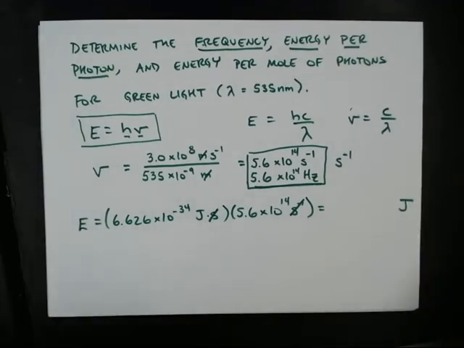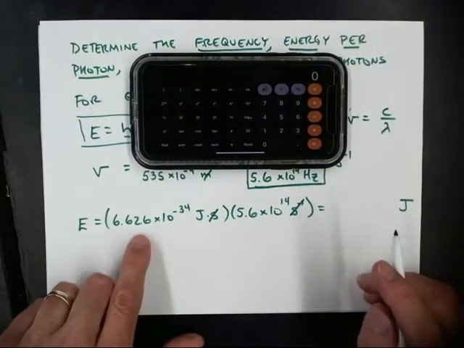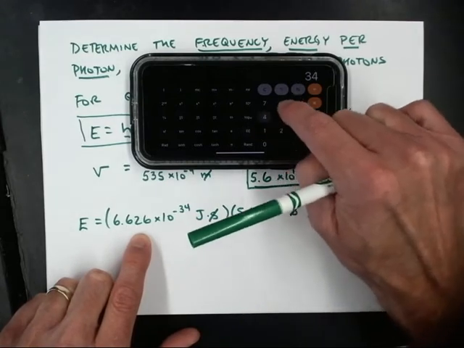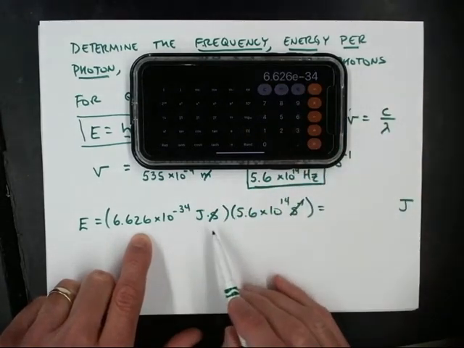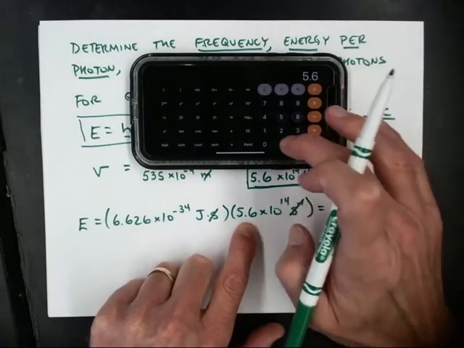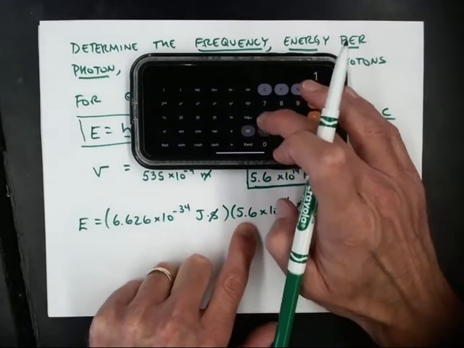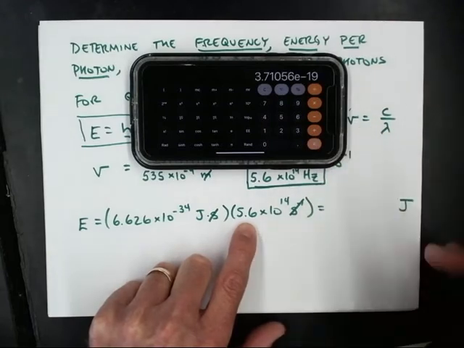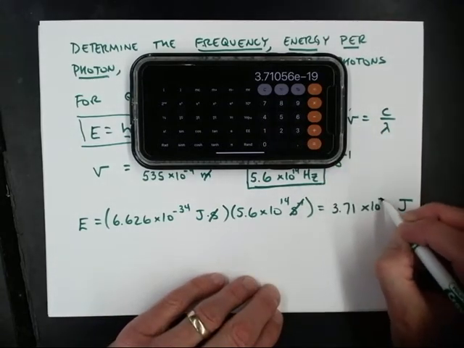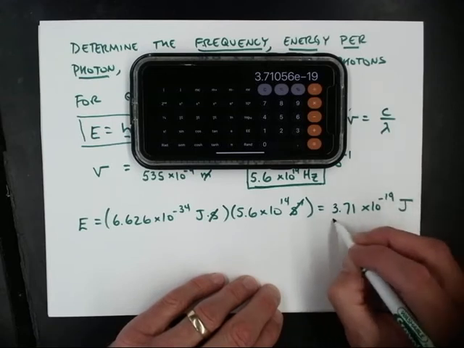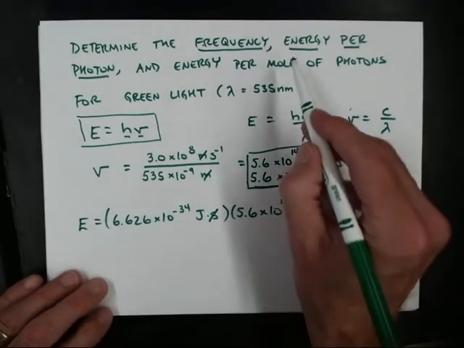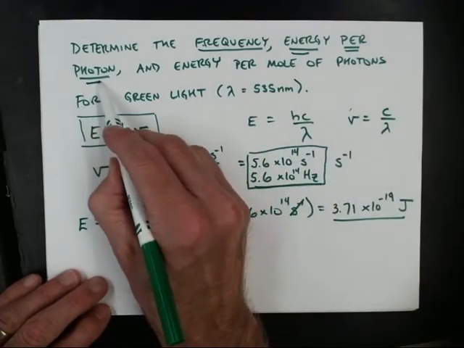Now we'll just do the math with the numbers. That's going to be 6.626 times 10 to the negative 34, and we're going to multiply that by 5.6 times 10 to the power of 14. That's going to stay positive. And that's going to be 3.71 times 10 to the negative 19 joules for every photon. So we've answered this question.